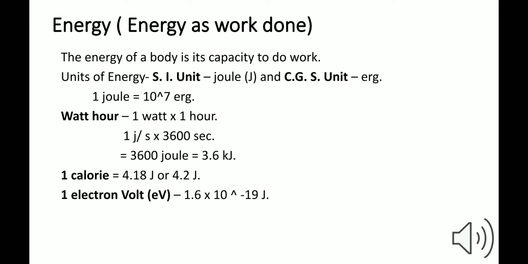Now, 1 calorie is equal to 4.18 joules, which is equal to 4.2 joules approximately. So, this is a different unit of energy. And 1 electron volt is equal to 1.6 into 10 to the power minus 19 joules. And what is 1 electron volt? 1 electron volt is the energy gained by an electron when it is accelerated through a potential difference of 1 volt. Okay? So these are some units of energy.